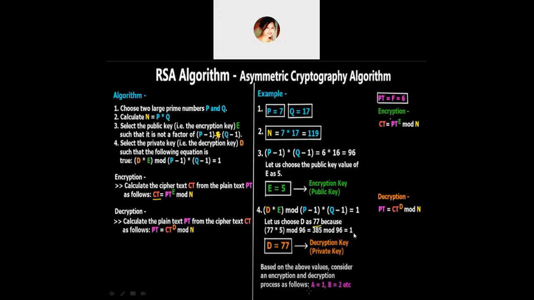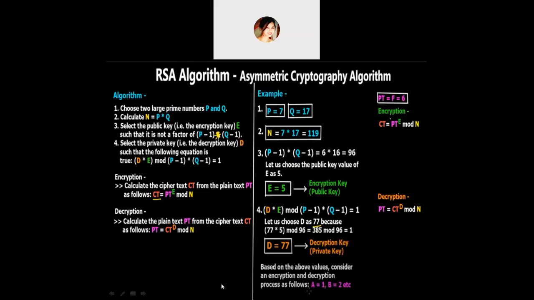So encryption key I have chosen E as 5, decryption key I have chosen D as 77. I've chosen it in such a way that 77 into 5, that is D into E, mod 96, where 96 is N, gives 385, and 385 mod 96 gives the remainder of 1. So D is 77. So we have our encryption key and our decryption key now. Now you have to calculate the plain text and the ciphertext.